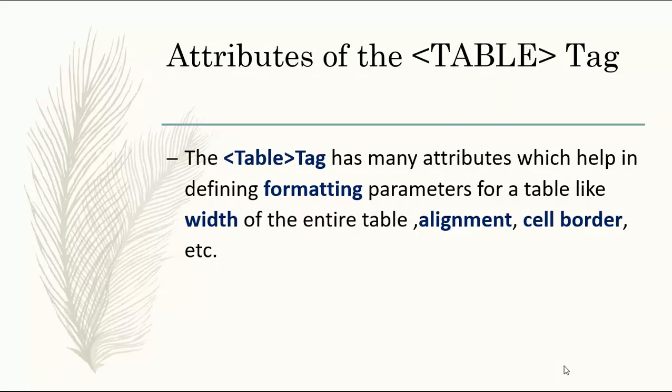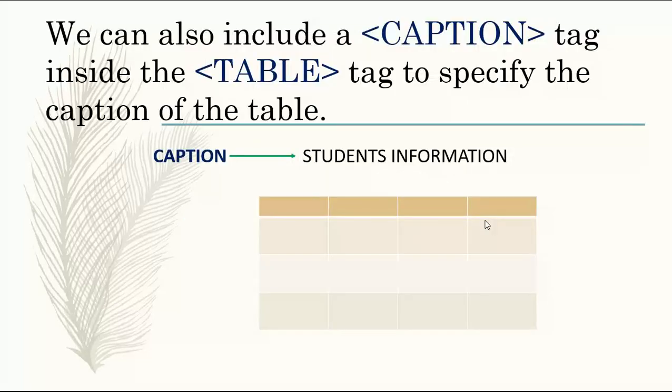Attributes of the table tags. The table tag has many attributes which help in defining formatting parameters for a table, like width of the entire table, alignment, cell border, etc. We can also include a caption tag inside the table tag to specify the caption of the table. In our previous session children, we created a table without any caption. Now today we will learn how we give a name to our table with the help of the caption tag.